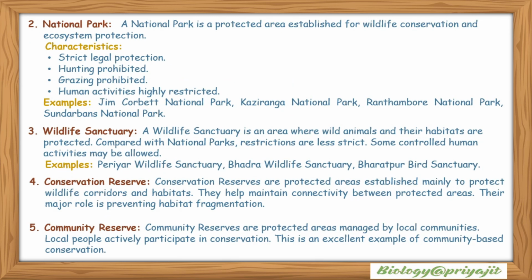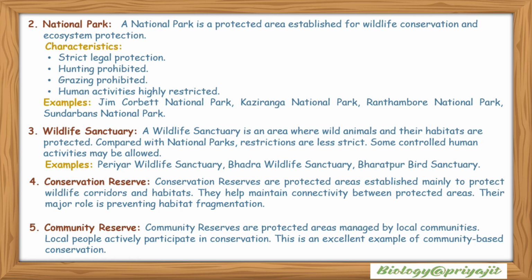National Park. A national park is a protected area established for wildlife conservation and ecosystem protection. Its characteristics include strict legal protection, hunting prohibited, grazing prohibited, human activities are highly restricted. Examples: Jim Corbett National Park, Kaziranga National Park, Ranthambore National Park and Sundarban National Park. Wildlife sanctuary. A wildlife sanctuary is an area where wild animals and their habitats are protected. Compared with national parks, restrictions are less strict here. Some controllable human activities may be allowed. Examples: Periyar Wildlife Sanctuary, Bhadra Wildlife Sanctuary, Bharatpur Bird Sanctuary, etc.